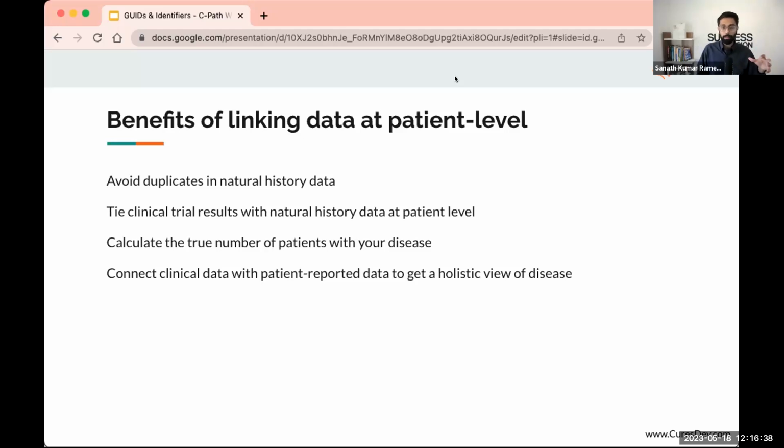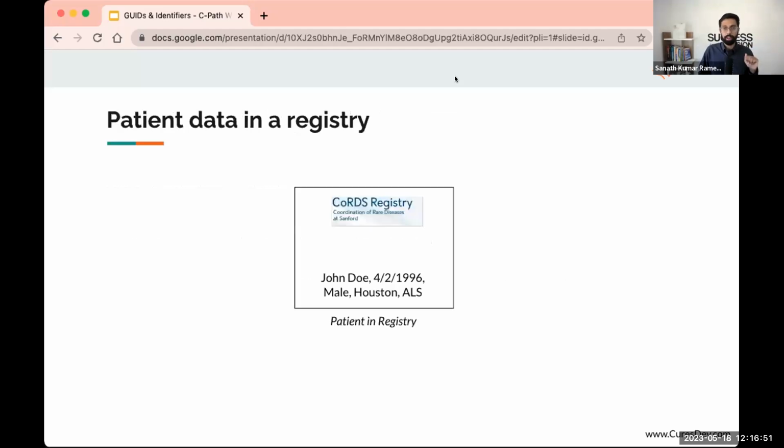Let's dive into an example and talk about what shared identifiers mean, because I think this is the concept that a lot of people don't quite understand, and a lack of that understanding makes it harder for us all to have a shared conversation about data sharing. Let's say there's a John Doe in the Sanford Cards registry.